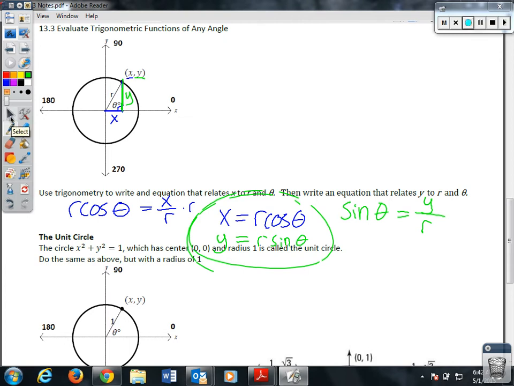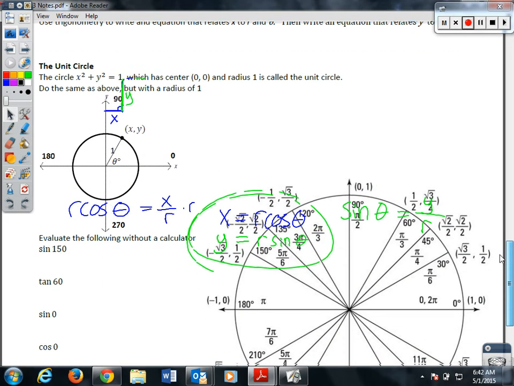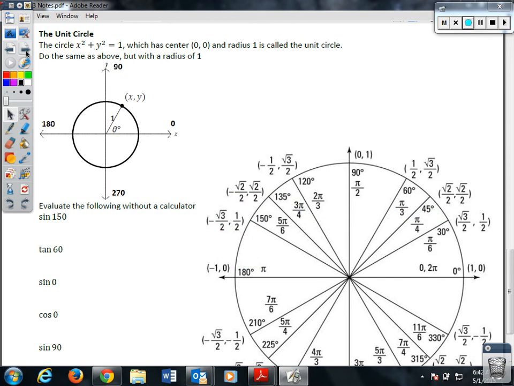We're now going to look at something called the unit circle. So unit means like 1. So we're looking at a circle. The unit circle is a circle with a radius of 1 and centered at 0, 0.